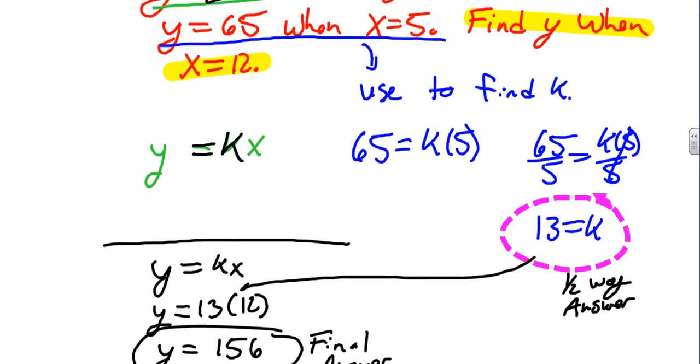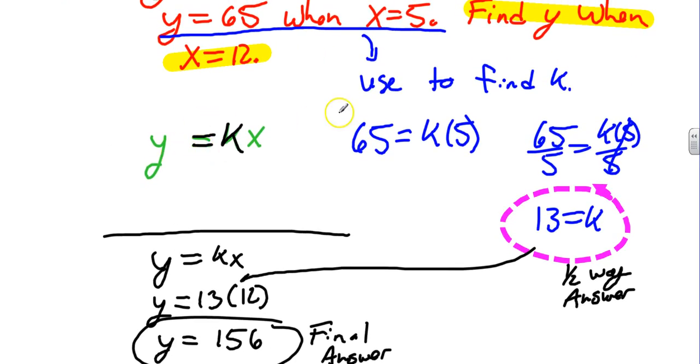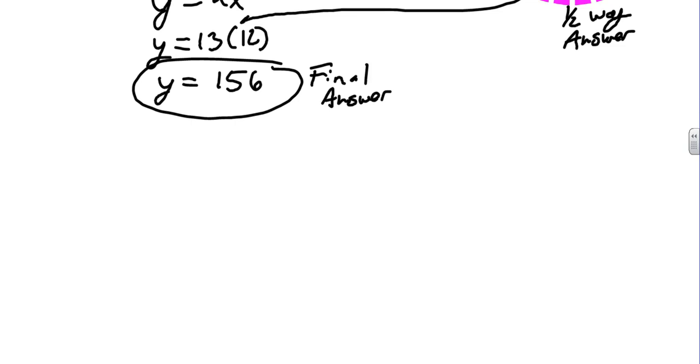So once you get the equation from the first sentence, you're going to use it twice. Once to find the k value, and then a second time, go back and take the k value and the last remaining value they give you and plug it in to find out what that missing value is.